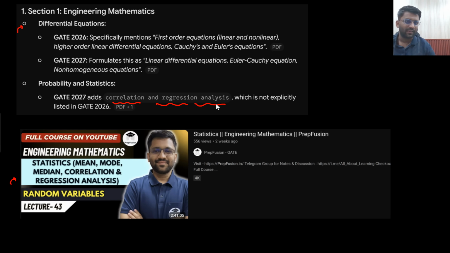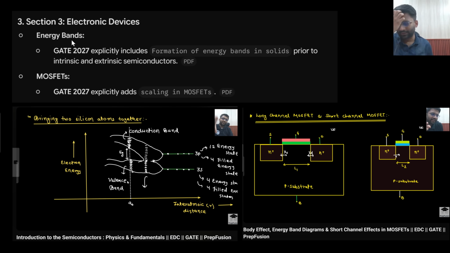Again, it is the time of AI. AI is the future. AI is the present as well, actually. So future, present, everything it is. So again, I can expect one question from correlation and regression analysis in GATE EC this year. So you can cover it from here. So this we have already covered. Nothing new here. Okay.